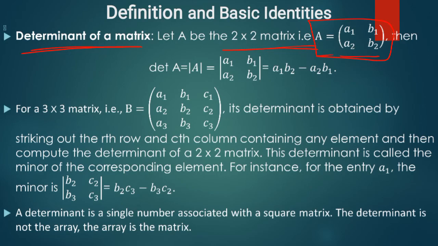On the column, the first column you have A1, A2, and the second column you have B1, B2. If you're looking for the determinant, another way of writing it is to just write it as det A, because we're considering the determinant of the matrix A. In symbolic form, it looks like this.